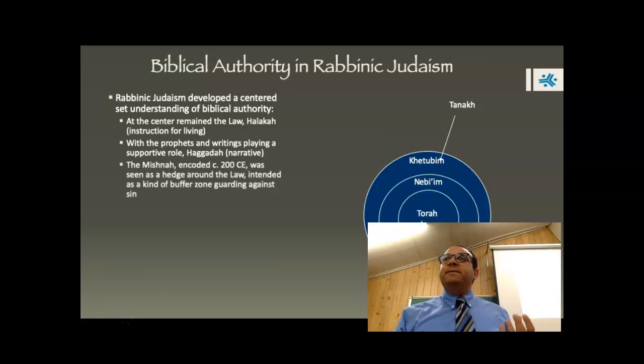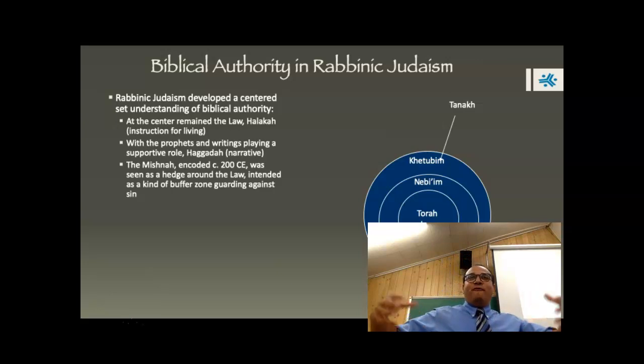But then there is the Mishnah, which was encoded around 200 CE and was seen as a hedge around the law, intended as a kind of buffer zone guarding against sin. So it's in some ways trying to help people to avoid sin, expanding on the law, helping people to understand how they live a righteous life.